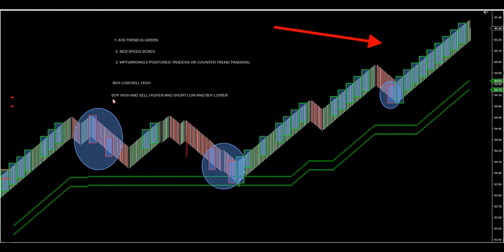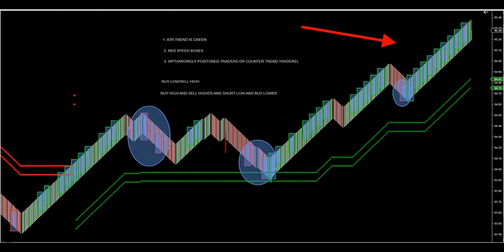Now, you're probably thinking, well, what the heck? Why would you want to do that? Well, because if you bought here, you're actually selling higher. If you bought high here, you're selling higher. So from these lows, you're buying high and selling higher, buying high, selling higher. And then shorting low works the same way.